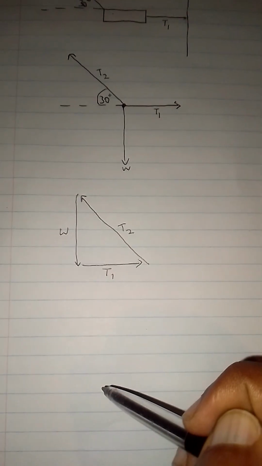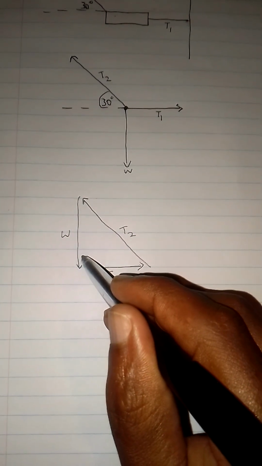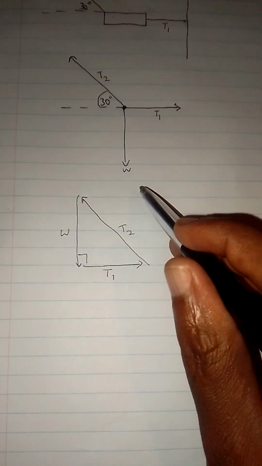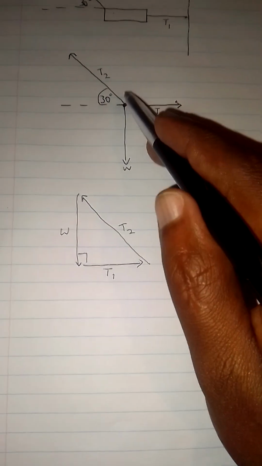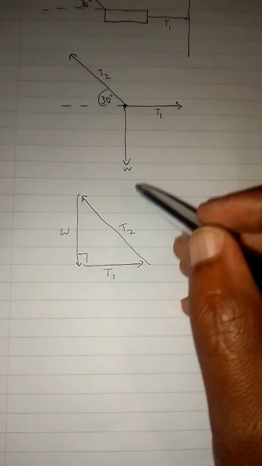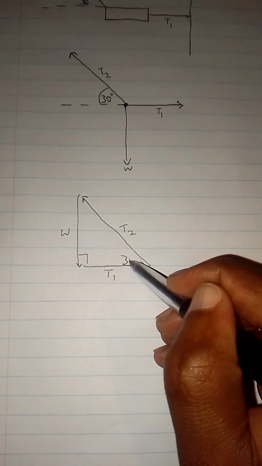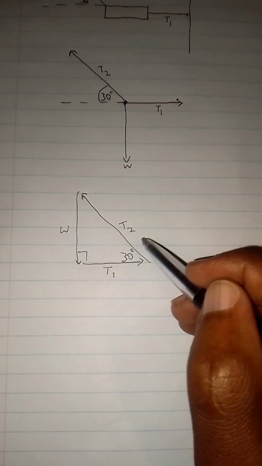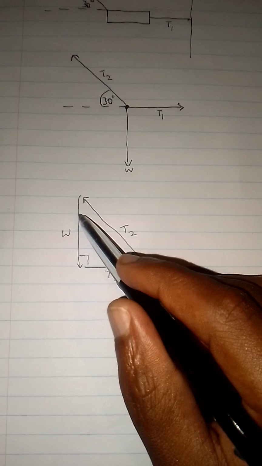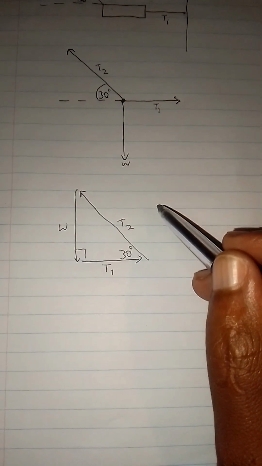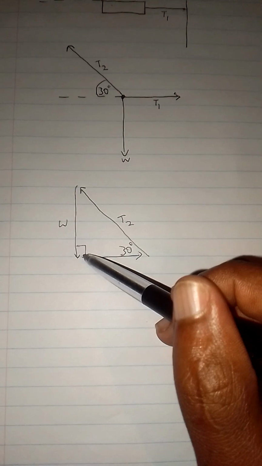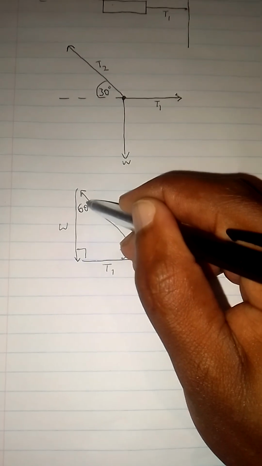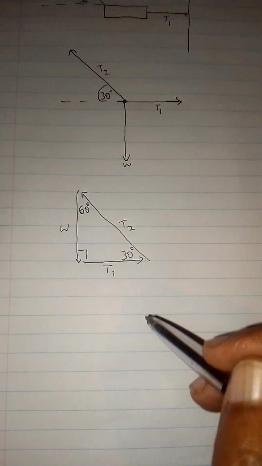It is something like this. This is 90 degrees. This is 30. Remember, the 30 is at the tail of T2, so we're going to put it here. Then this one, we can calculate using the sum of angles in a triangle: 180 minus 90 is 90, minus 30 is 60. So it's 60 here. Then we are done.